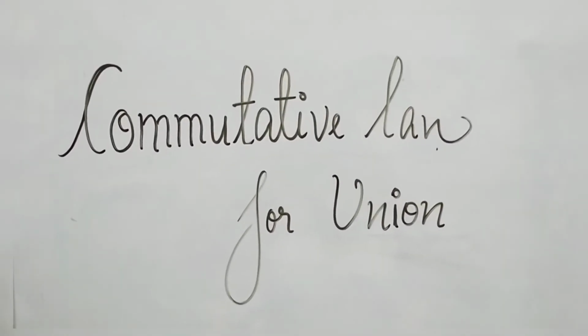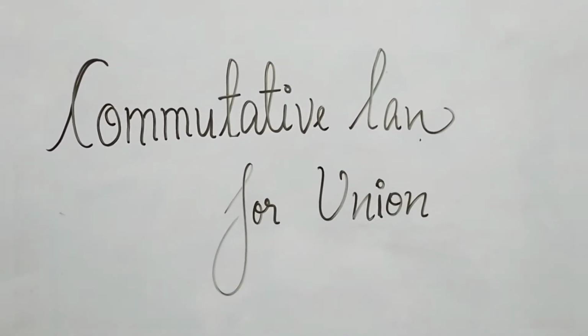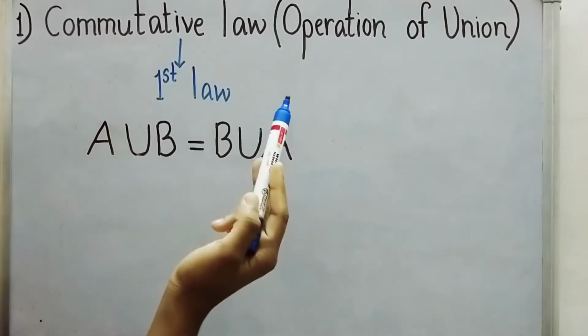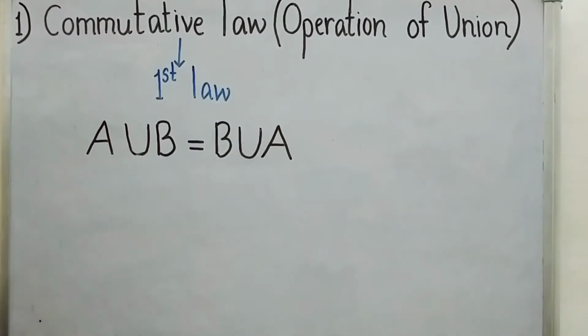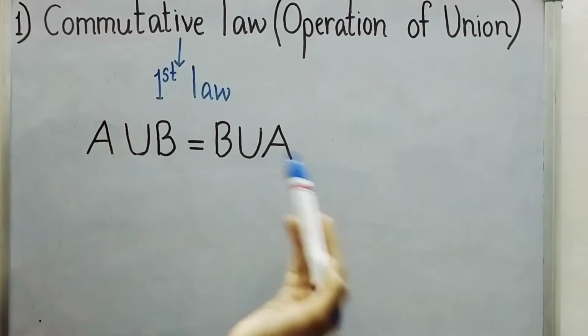Friends, today we're going to learn the topic that is the commutative law for union of sets. Let's get into the commutative law. Here we have to prove A union B is equal to B union A.